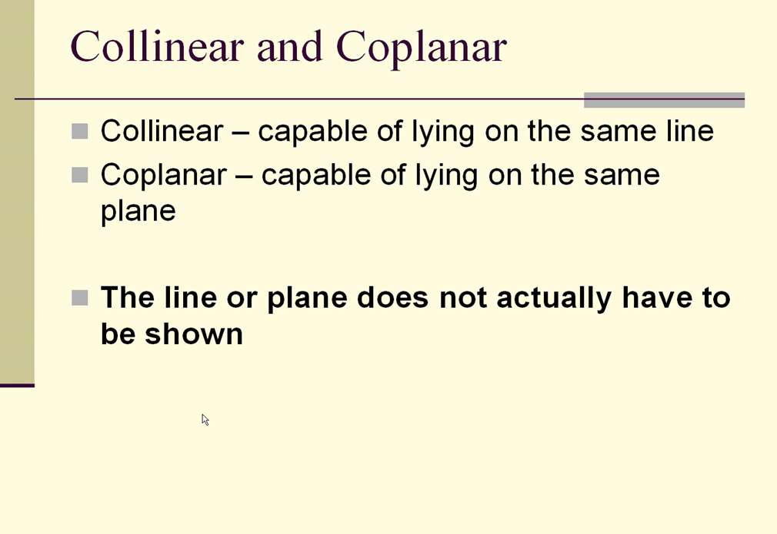Meaning I could just draw any two points in space and say, are those two points collinear? Well, could I draw a line right through them? Yes. Are these three points collinear? Yes. Now, are these four points collinear? No, I can't draw one line that goes through all four.